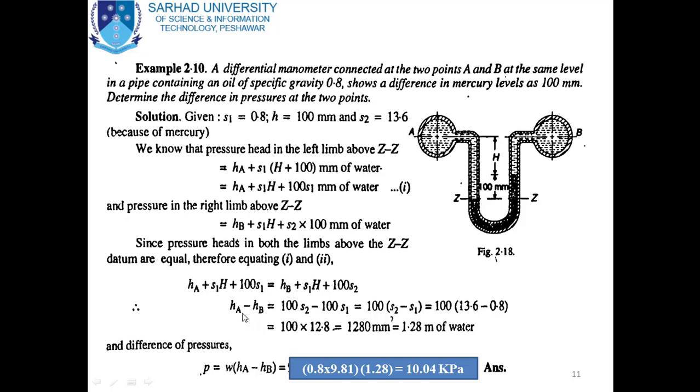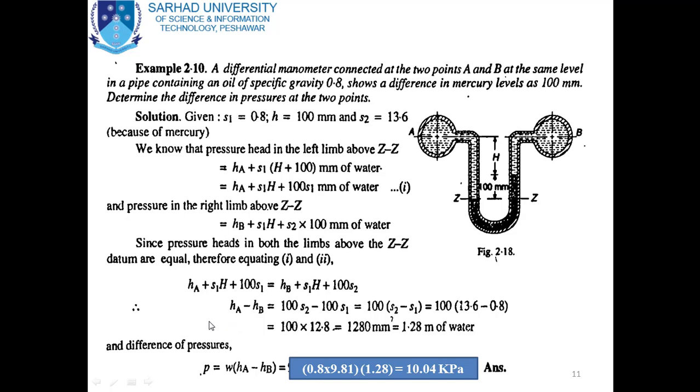Move this HB to the other side, we will get HA minus HB is equal to 100 S2 minus 100 S1. Take out 100 common, we will get equal to 100 (S2 minus S1). Put the value of S2 and S1. S2 is equal to 13.6 because it is mercury, and S1 is equal to 0.8, already given, the specific gravity of oil. So we will get the value of 12.8 from this. Multiply this by 100, we will get the difference of pressure head HA minus HB is equal to 1280 mm. Divide this by 1000, so we will get this value in meters, which is equal to 1.28 meters of water.